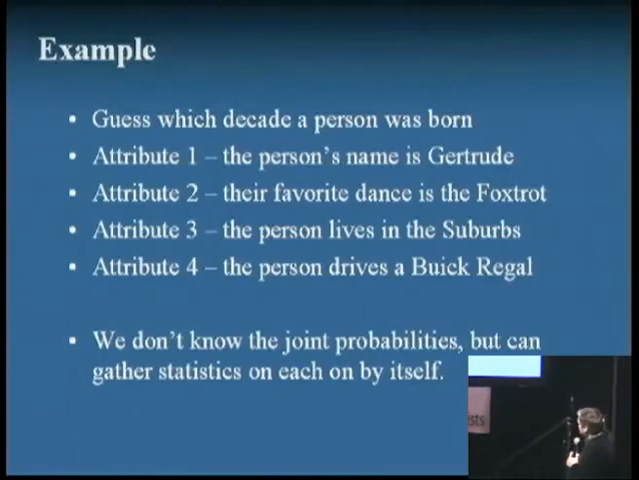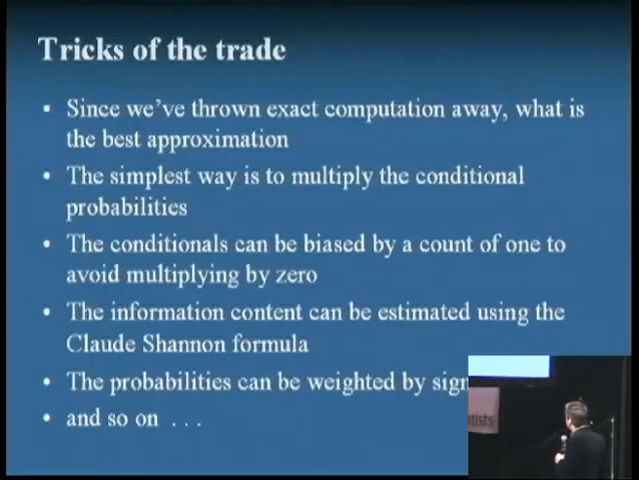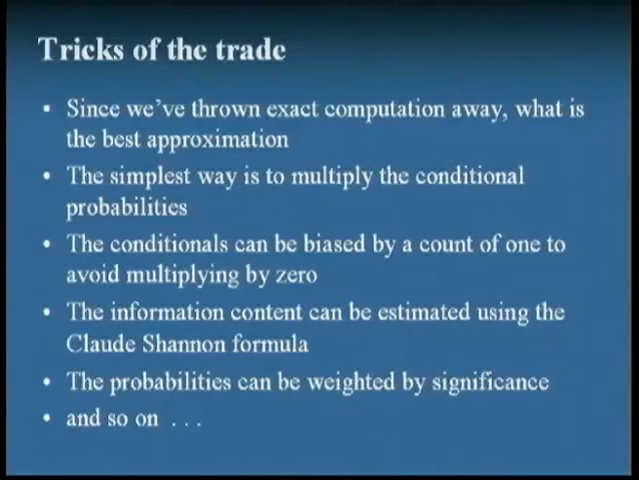You put all the attributes together, and we don't know the joint probabilities here because we know very little about the number of people named Gertrude who also know foxtrot. But if we ignore the joint probabilities, we can multiply those together and get a pretty good estimate that Trudy, who dances the foxtrot and lives in the burbs and drives a Buick Regal, is probably 55, 60 years old. Tricks of the trade. We've thrown away exact computation, gotten a best approximation. It works darn well.